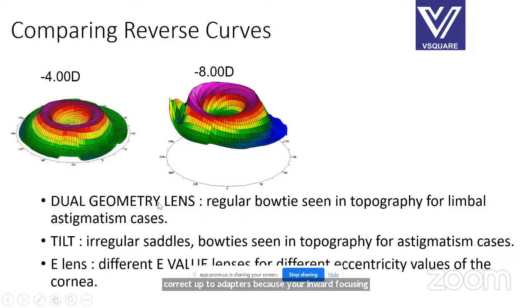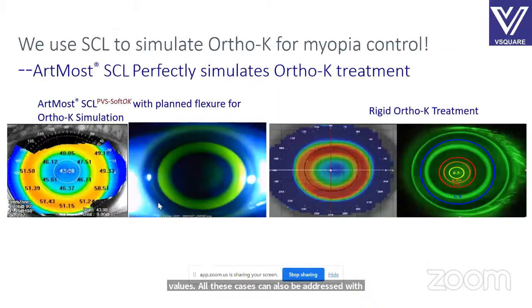These ortho-K lenses can also correct toric corneas. There are different designs called dual geometry lenses, tilt geometry lenses, and E lenses, which take up the eccentricity values. All these cases can also be addressed with these advanced technology lenses. We also have something called a soft ortho-K lens, which mimics your RGP night wearing lenses, but it is a day wear lens.